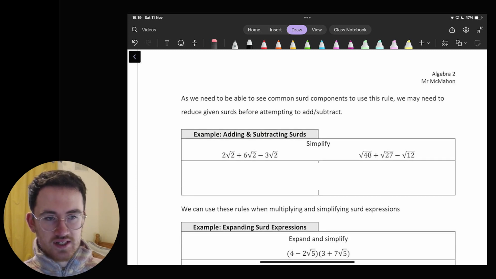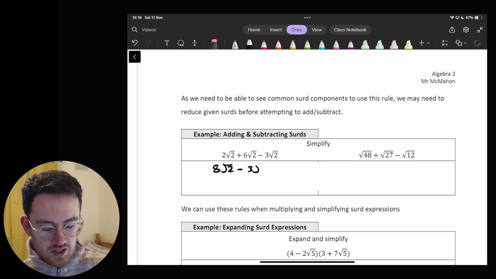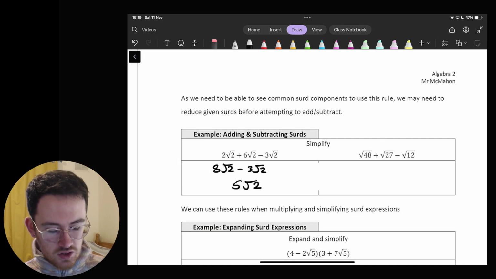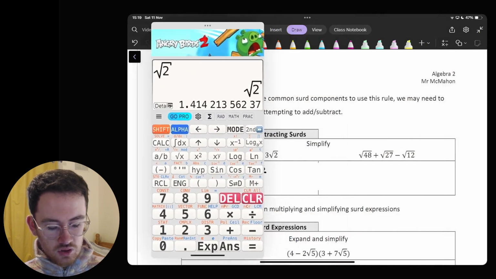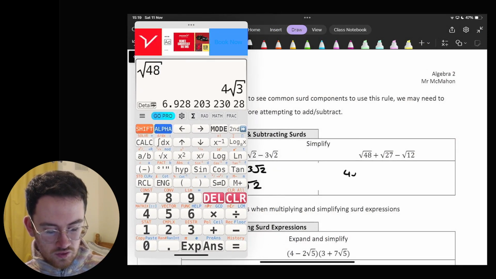Looking at the first example, fairly straightforward: I get 8 root 2 minus 3 root 2, which of course is 5 root 2. In the second example, I need to reduce my surds before I'm able to simplify. So 48, let's show how our calculator would reduce these for us. Square root of 48 is 4 root 3.